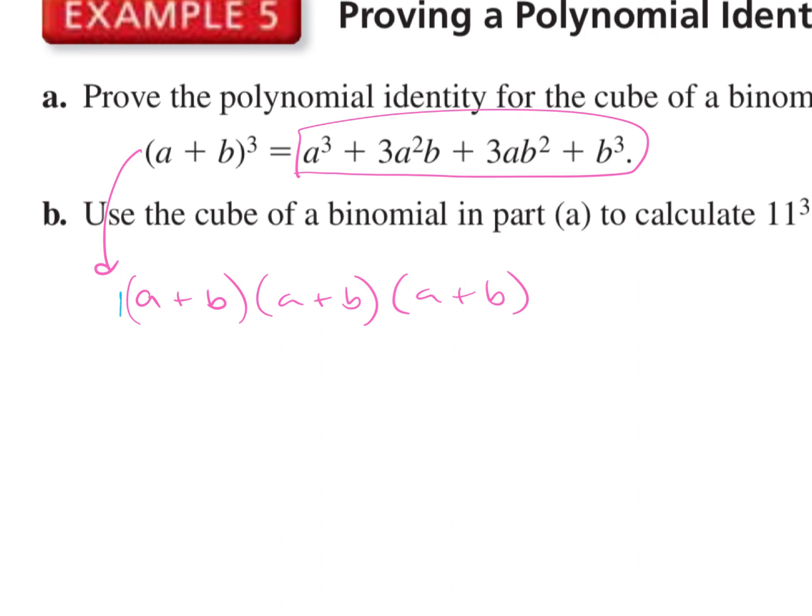Perfect. So we want to start by multiplying 2 of them together, and then we'll multiply the third. How do I multiply 2 of them together? What do I do? FOIL. So a times a would be a squared. A times b would be ab. B times a would be ab. And then b times b would be b squared. So when I simplify this, do I have any like terms? Yeah. What is ab plus ab? 2ab. Perfect.